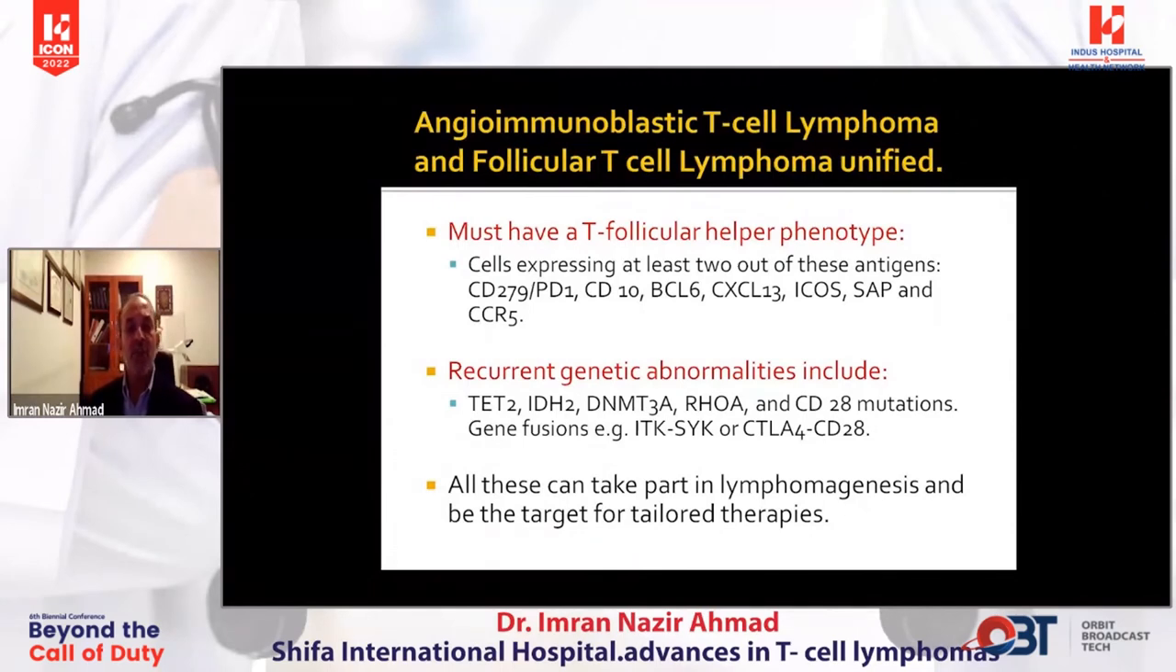So angioimmunoblastic T-cell lymphoma and follicular T-cell lymphoma are unified in this classification. These two lymphomas should have a T follicular helper phenotype, which is predicted or confirmed by the presence of at least two of the following antigens, namely PD-1, which is also known as CD279, CD10, BCL6, CXCL13, ICOS, SAP, and CCR5. Then they also have some recurrent genetic abnormalities. Most common ones are TET2, IDH2, and then RHOA and a few others. All these mutations take part in lymphomagenesis, and they are also the target of the newly available targeted therapies.